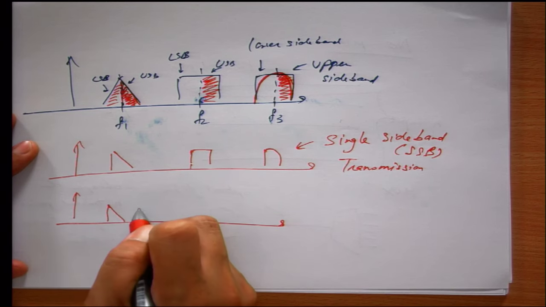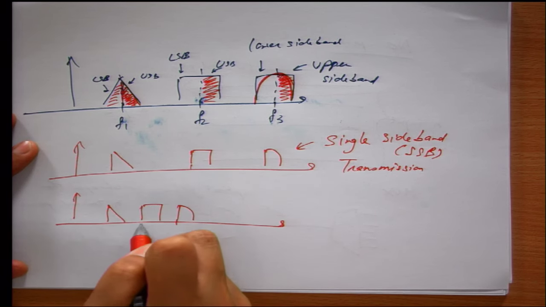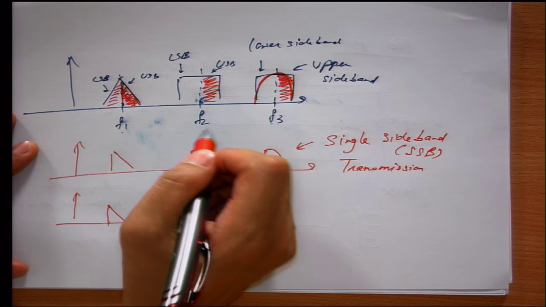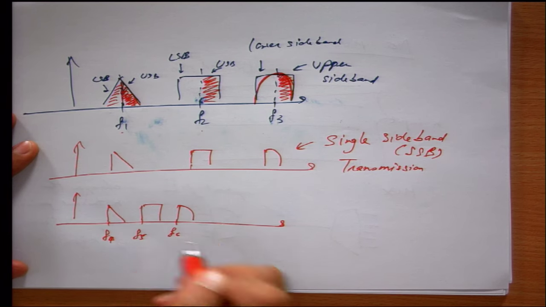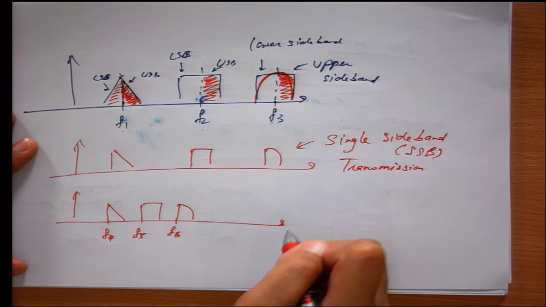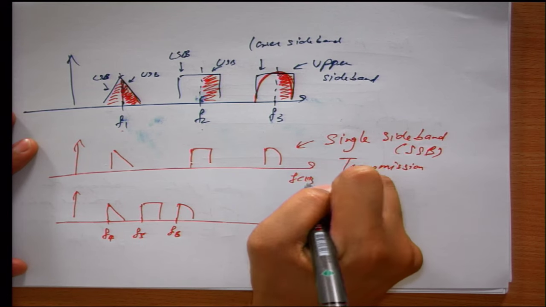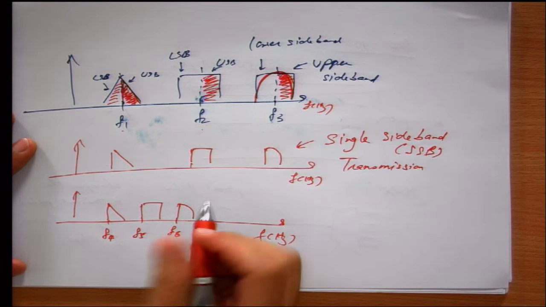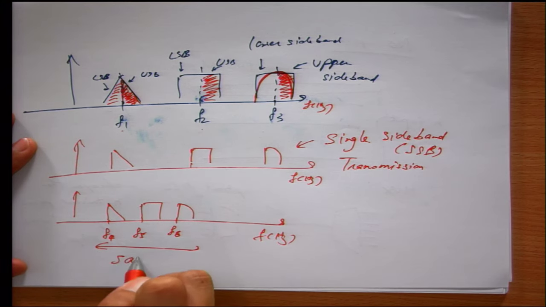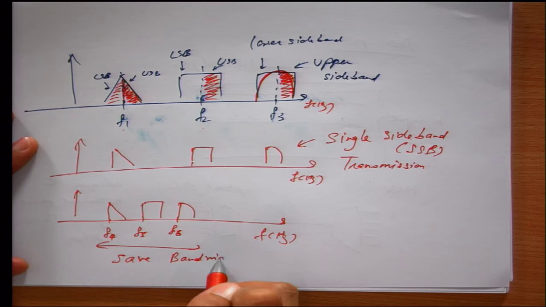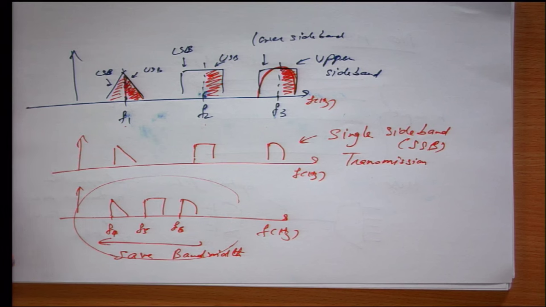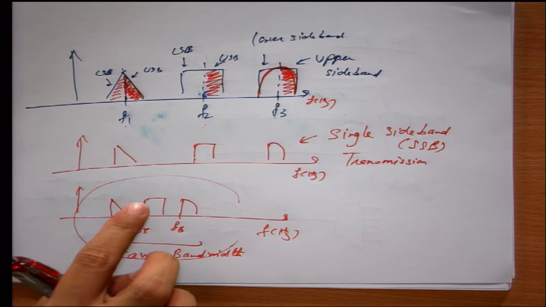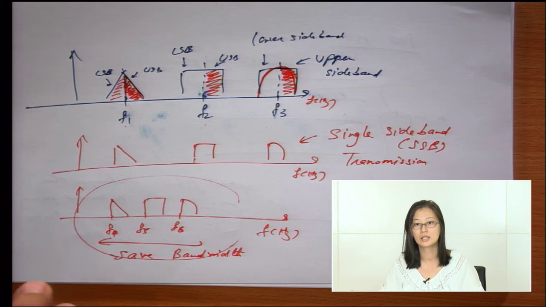In this case, since you use less bandwidth, you can put them closer together. You don't have to use F1, F2, F3 like that. You can use F4, F5, F6, which are closer together than s1, s2, and s3. So you save bandwidth, because this case uses less bandwidth than the other case, if you use single sideband. However, this is more complicated to do. It's more complicated to construct and more complicated to demodulate.